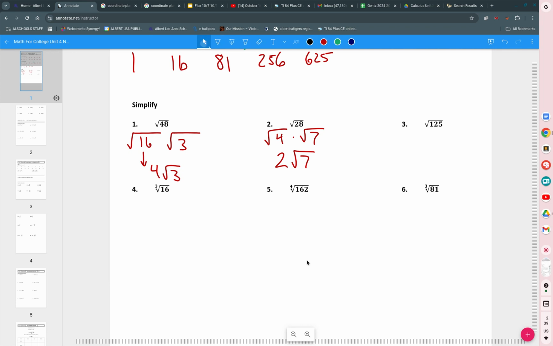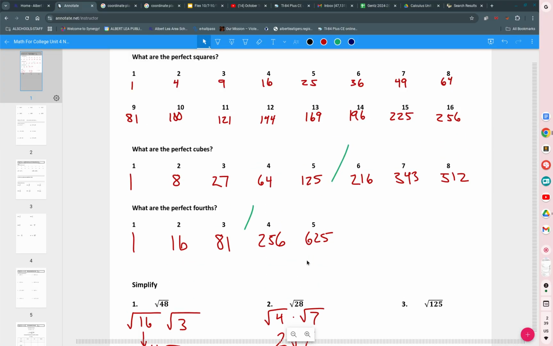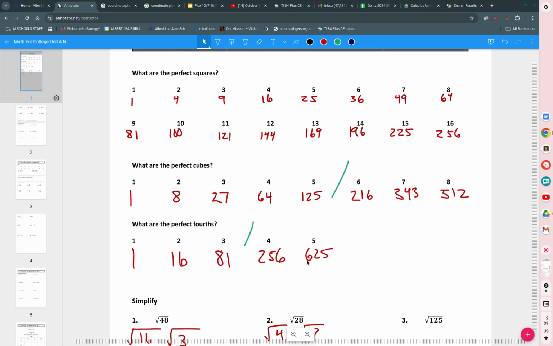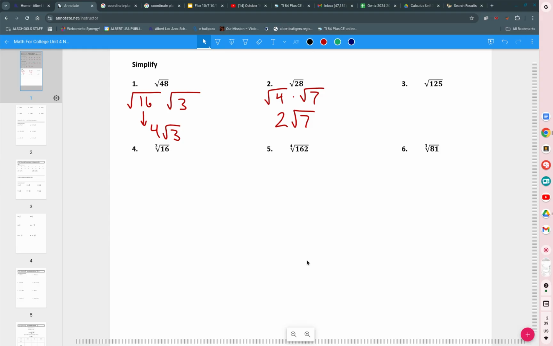Square root of 125. I look up in the perfect squares. Is there a number up here that you think divides evenly into 125? Yeah, let's try 25. If you take 125 and you divide it by 25, you actually get 5. So that works out. I take the square root of 25 and I get 5 roots of 5.